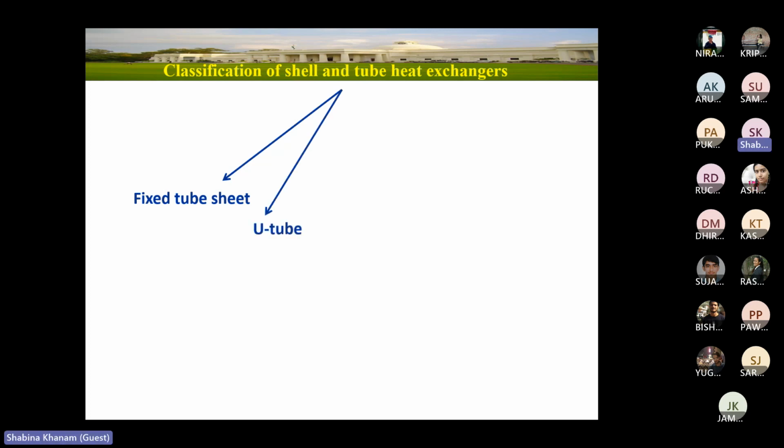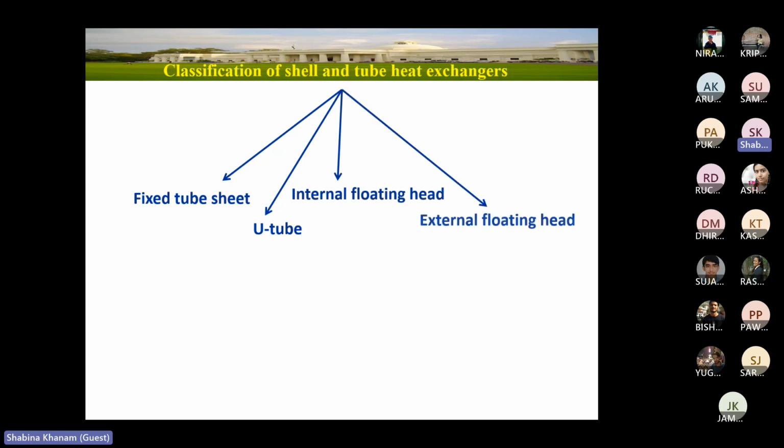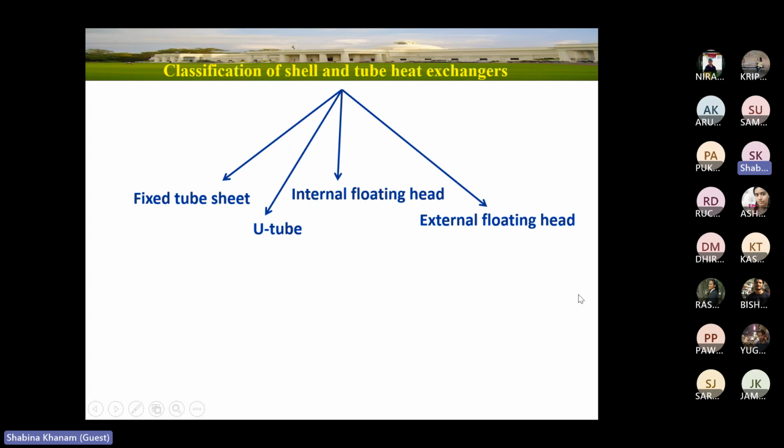So the first category in that is fixed tube sheet. Then we have U-tube shell and tube heat exchanger. We have internal floating head shell and tube heat exchanger, and external floating head shell and tube heat exchanger. Beyond that, we have other heat exchangers also, which fall in the category of external floating head and internal floating head, mainly external floating head. But the major classification here, we have these four types. So we will start with fixed tube sheet.